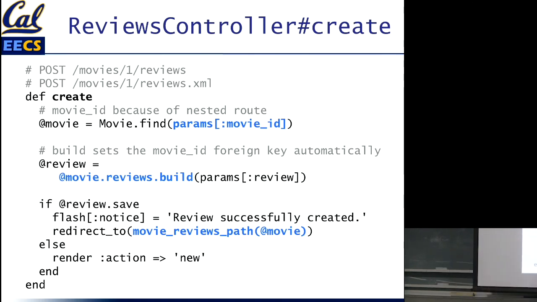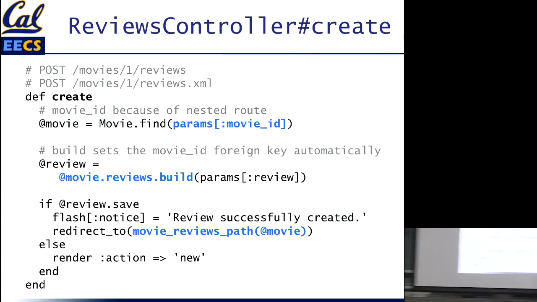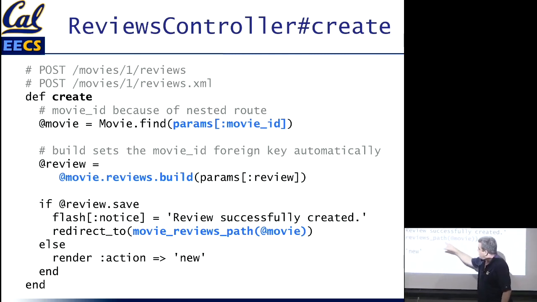OK, so does this make sense to people? Do we understand why, in this case, to go back to the list of reviews for the movie that we just built a new review for, we have to pass the movie as an argument to the route helper, right? Because the route that is going to result from this is going to look something like /movies/the ID of this thing/reviews.